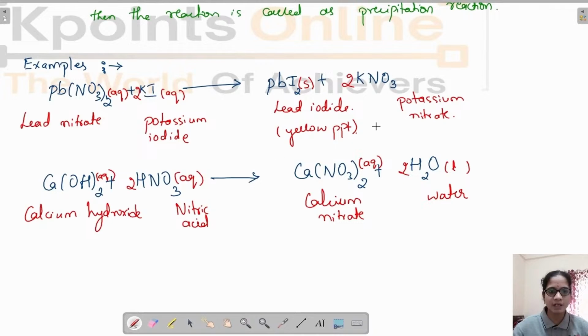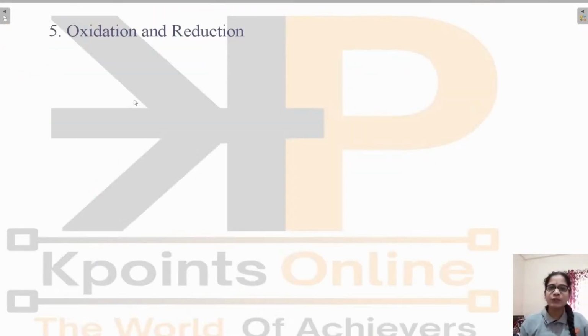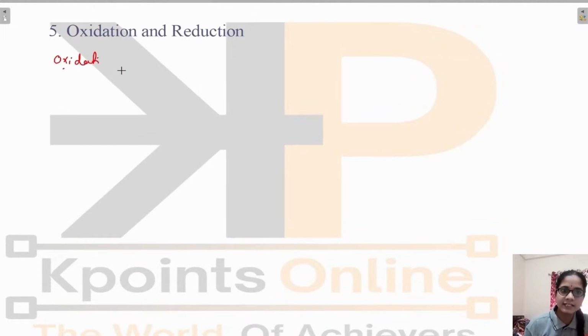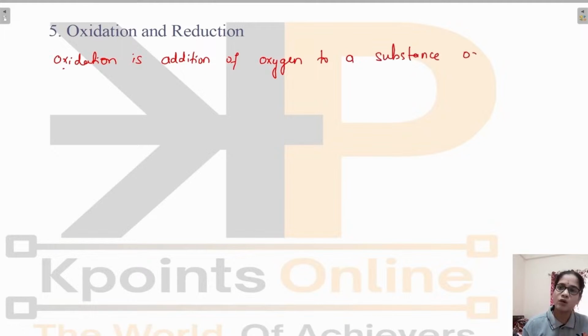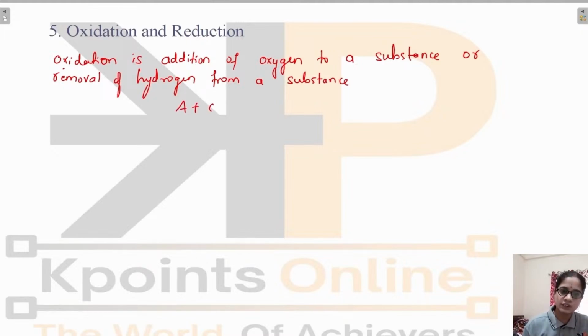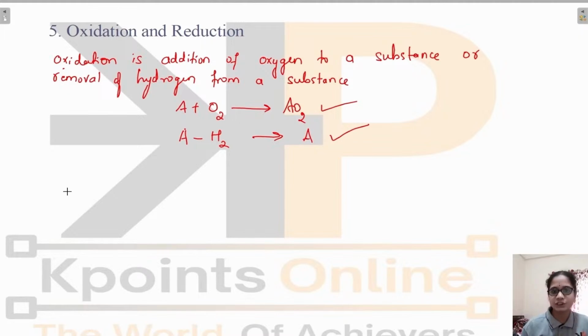Then let us move to the next part, that is oxidation and reduction. Now we are going to discuss oxidation and reduction. Oxidation is the addition of oxygen to a substance or removal of hydrogen from a substance. It is called an oxidation reaction. Suppose we are adding oxygen to a substance, in a general equation, then it is called oxidation. If you are removing hydrogen from a substance, then also it is called an oxidation reaction.